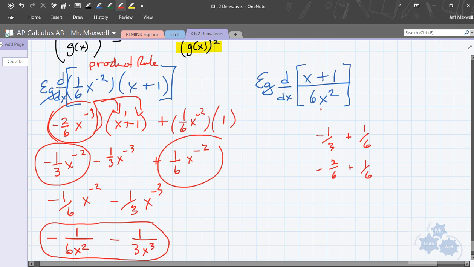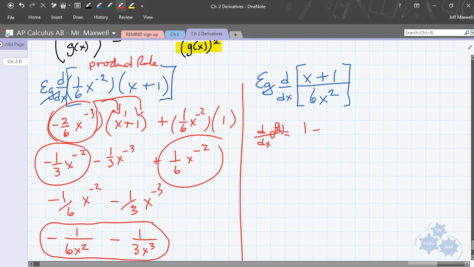Alright, let's do this new quotient rule then and see what happens. Okay? Go back over here. What's the derivative of the top? Let's just call this f of x. The derivative of the top is 1 times the bottom, so times 6x squared, minus the top times the derivative of the bottom, which is 12x. Okay, we good with that so far? Okay, so derivative of the top times the bottom minus the top times the derivative of the bottom, all divided by the bottom squared. So what's that? 36x to the fourth.